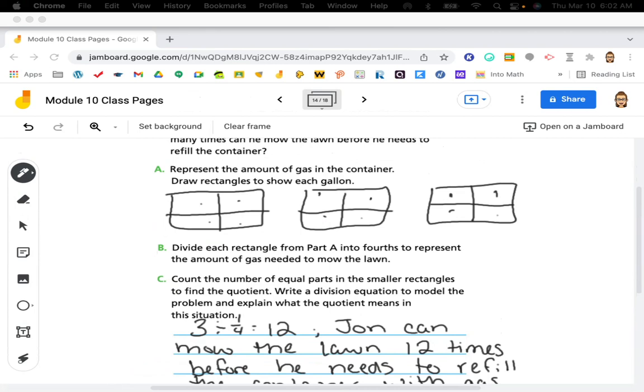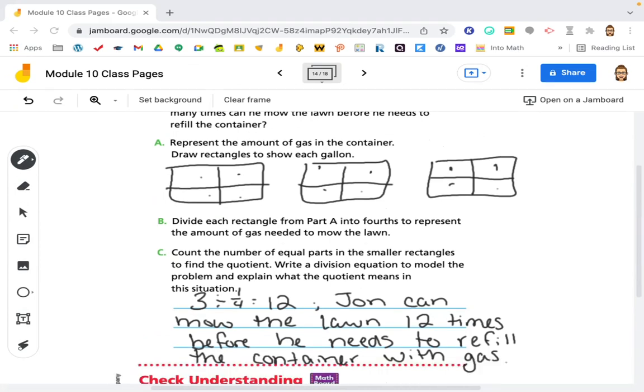So that is all for today's lesson. So we're working on dividing a whole number by a unit fraction. So hopefully now you can divide a whole number by a unit fraction using a visual fraction model.